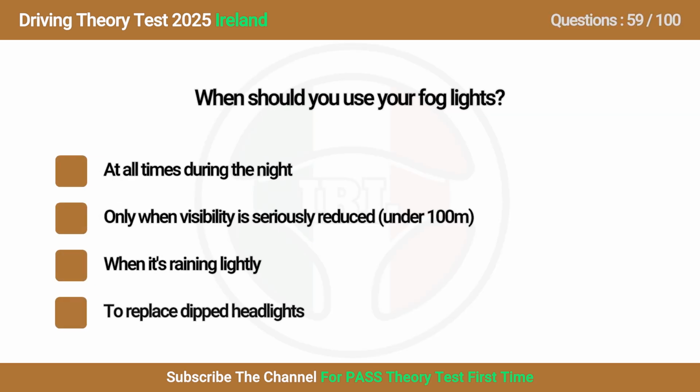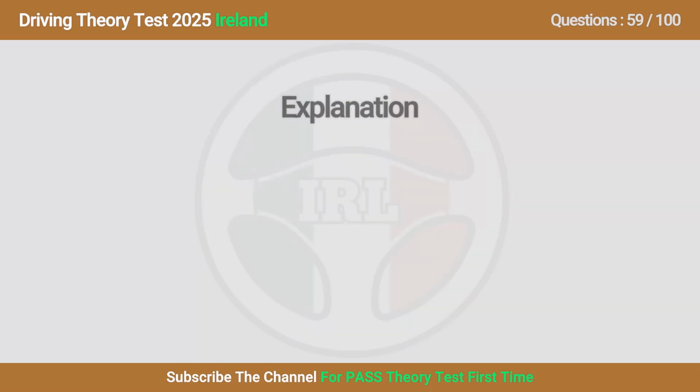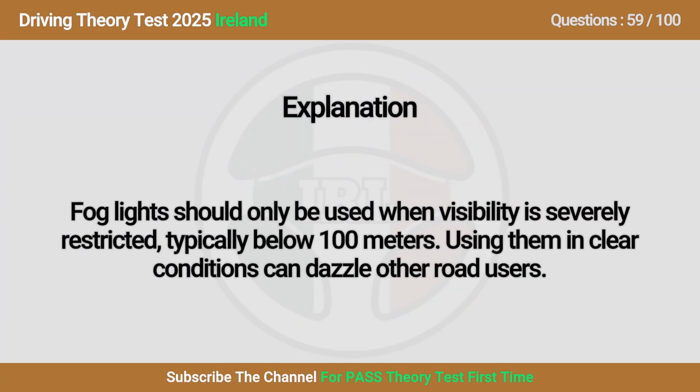Question 59. When should you use your fog lights? A. At all times during the night. B. Only when visibility is seriously reduced. C. When it's raining lightly. D. To replace dipped headlights. Answer is B. Only when visibility is seriously reduced. Fog lights should only be used when visibility is severely restricted, typically below 100 meters. Using them in clear conditions can dazzle other road users.